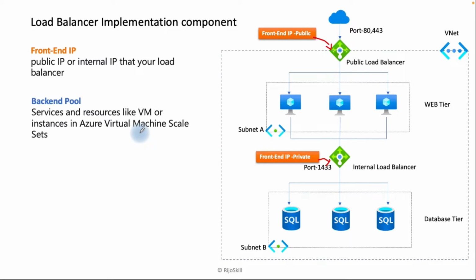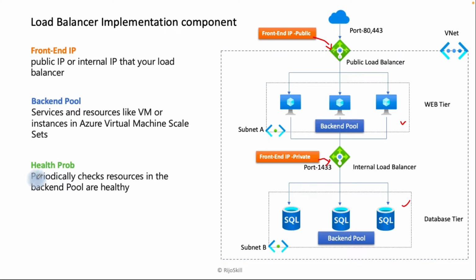The next component is the backend pool, with services and resources like a VM, an Azure virtual machine, or scale sets. Where is the backend pool? Here you can see two backend pools: one for the SQL database tier, and another for the web tier. This backend pool is connected to the public load balancer, and this backend pool is connected to the internal load balancer. So now you understand what the backend pool is. The backend pool is the connectivity for your resources, services and resources like a VM or something like this.